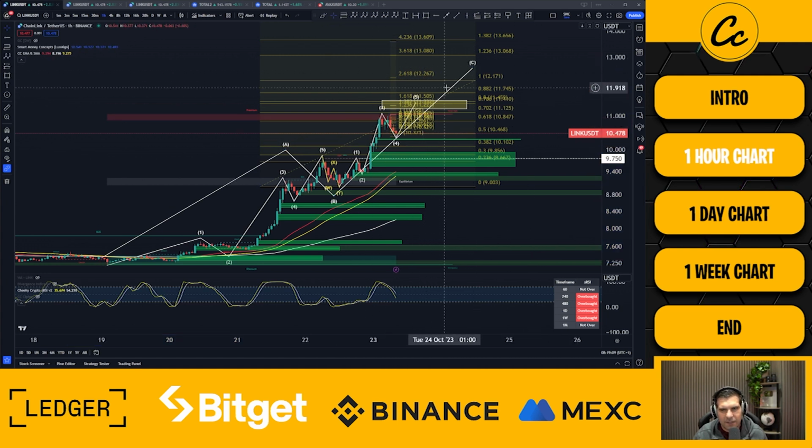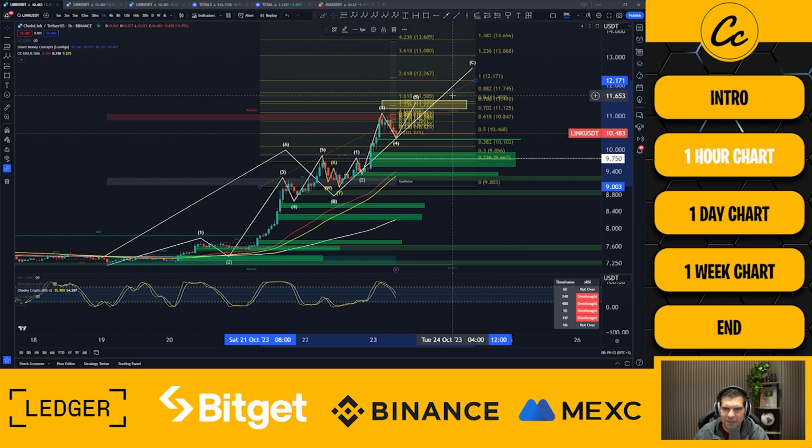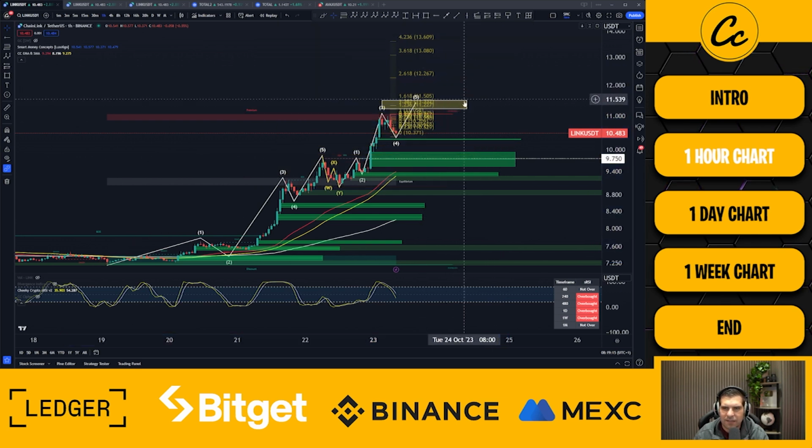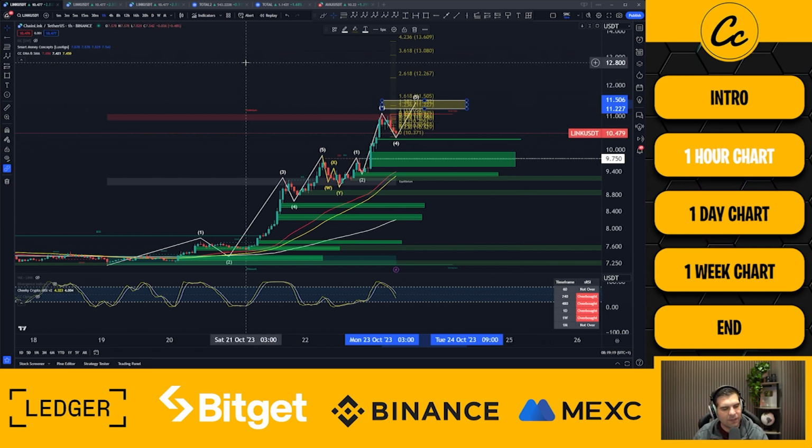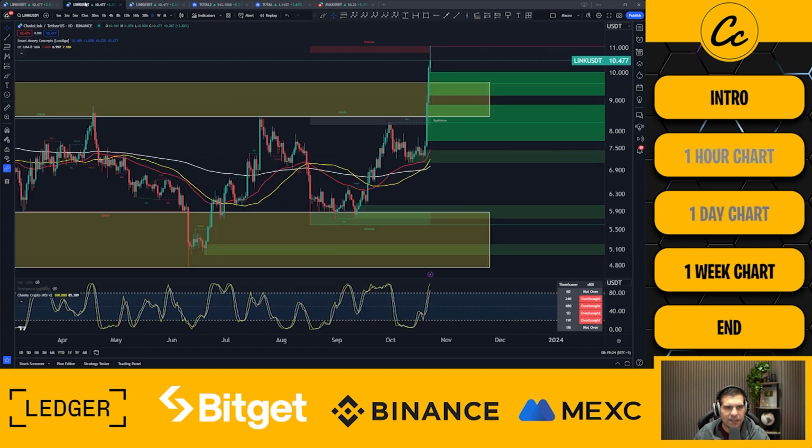Okay, so on our hourly chart, there's a little bit of progression potentially there, a little bit higher, more towards $12.17. But otherwise, you know, our target range is 1122 to 1150. Okay, let's take this into the daily. It's a little bit easier to see what's going on from the daily time frame.